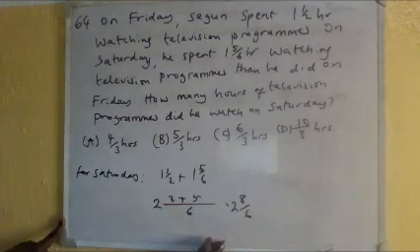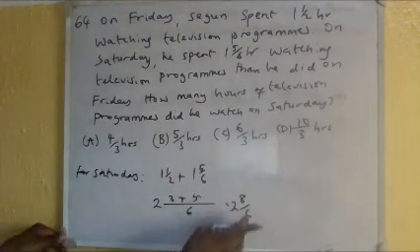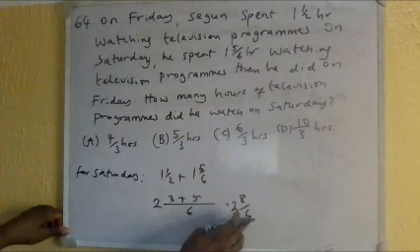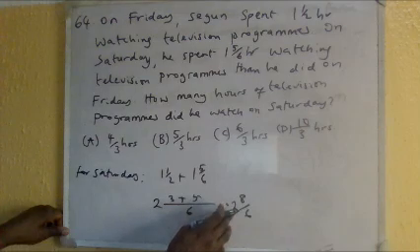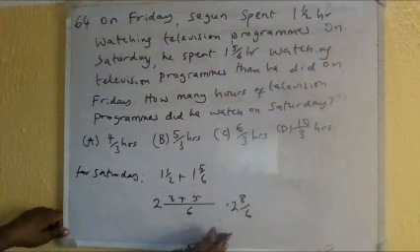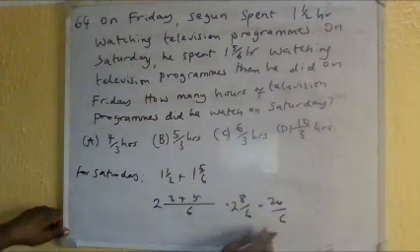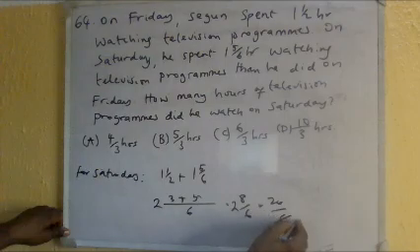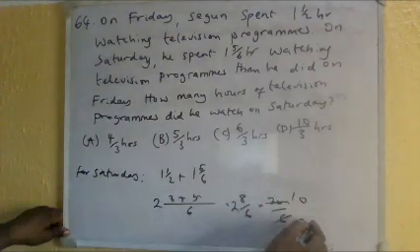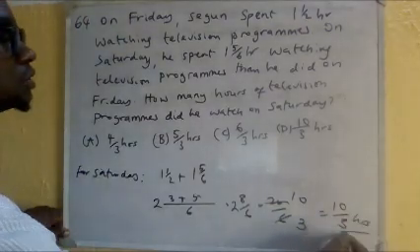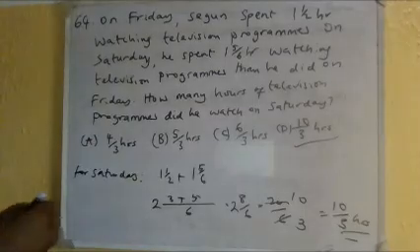If I convert this one to a proper fraction, 6 times 2 is 12. 12 plus 8 is 20 over 6. I can reduce this. 2 into 3, 2 into 10. So the answer is 10 over 3 hours. So that's option D. Okay, so move on to 65.